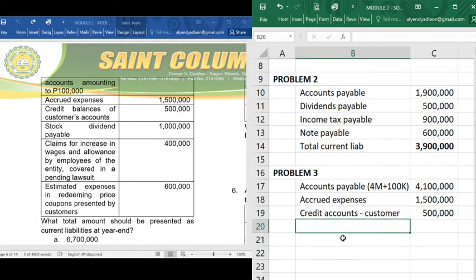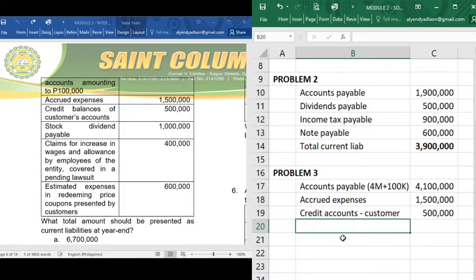Next, claims for increase in wages and allowances by employees of the entity covered in a pending lawsuit. Okay, claims for increase in wages and allowances by employees of the entity covered in a pending lawsuit.